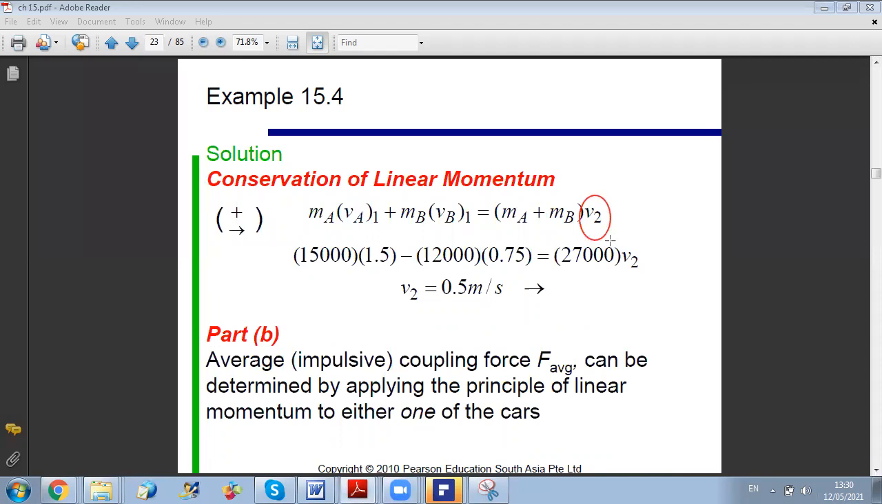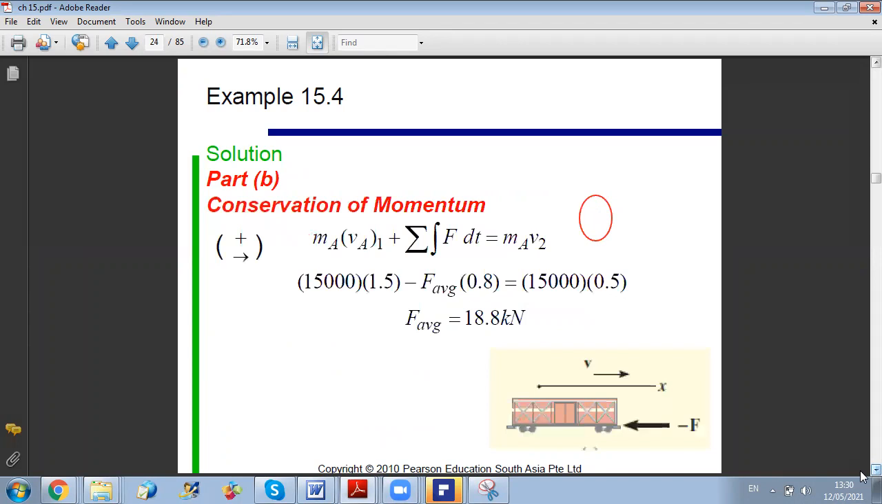Once we get it, okay, to calculate the average force, we take system A or B. So here for example they considered system A. So from here they replaced directly the impulse, which is integral F dt, by F average times delta T, and then you can get the value of F average.